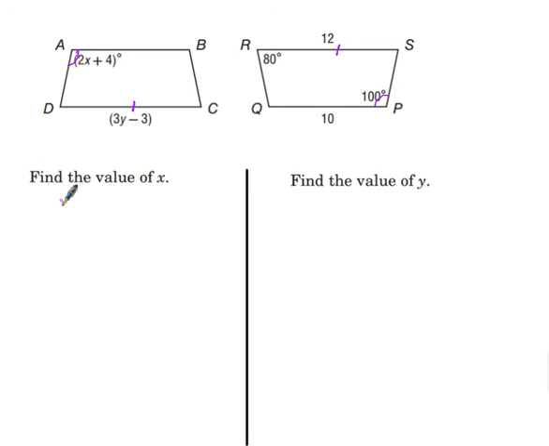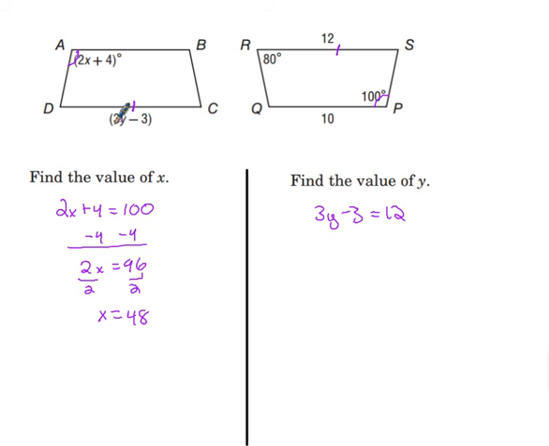To find angle A, which is x, we have 2x plus 4 equals 100. So we're going to subtract 4. We get 2x equals 96. We divide by 2, and just checking on my calculator, I believe we get 48, which is what it came out to be. So on y, we know that 3y minus 3 equals 12.